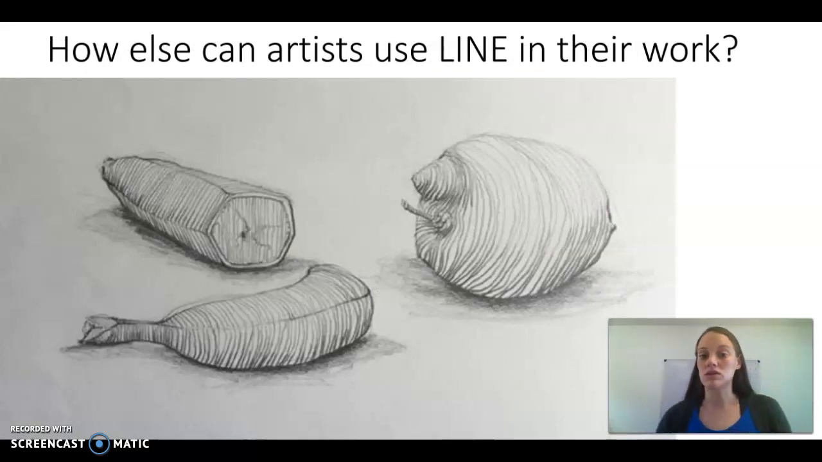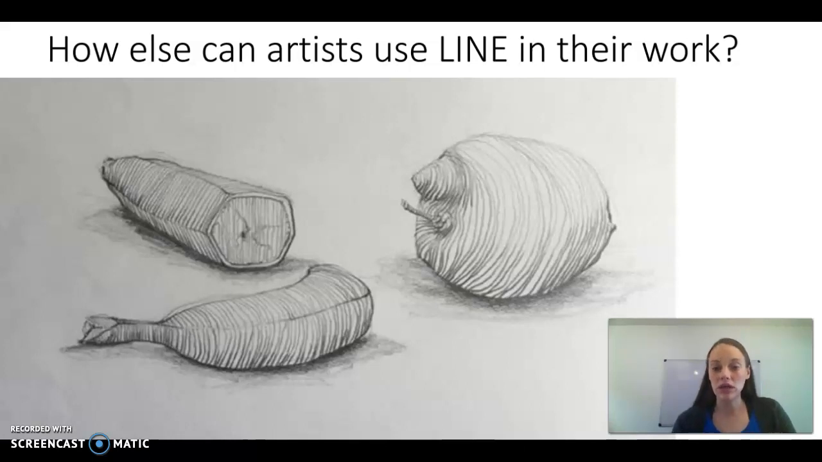Lines can also be used in other ways. This is a pencil drawing. And everybody always argues with me about this one. I'm gonna call it an apple. We've got a banana and an apple. And the lines on this one are being used to show form or to make these objects look three-dimensional.